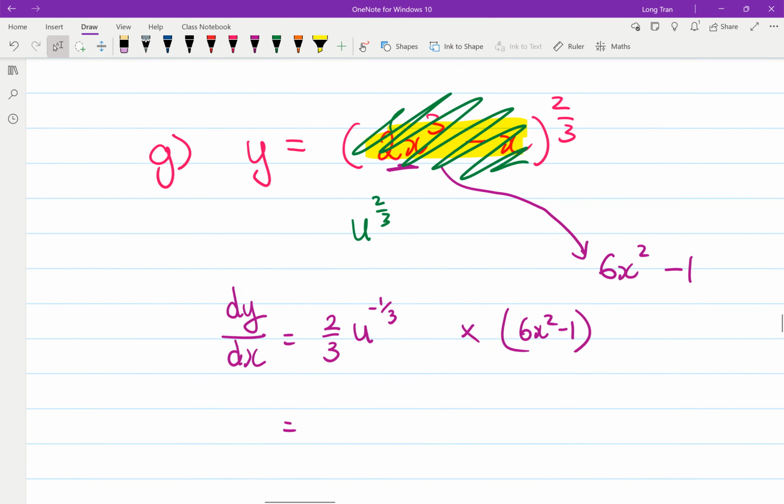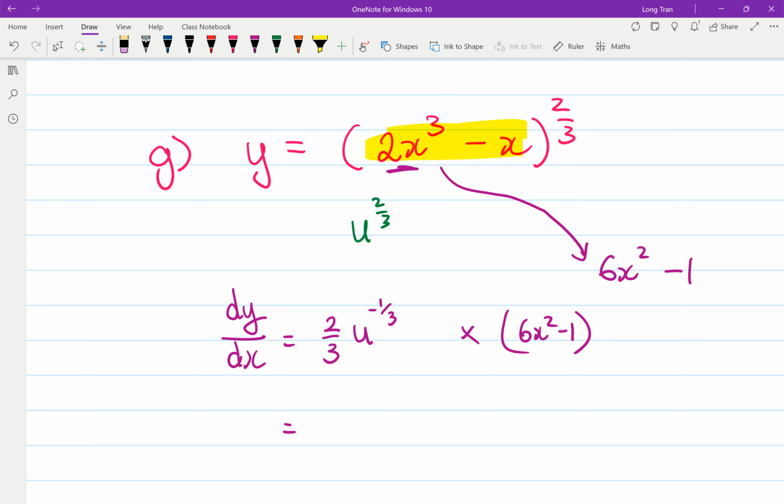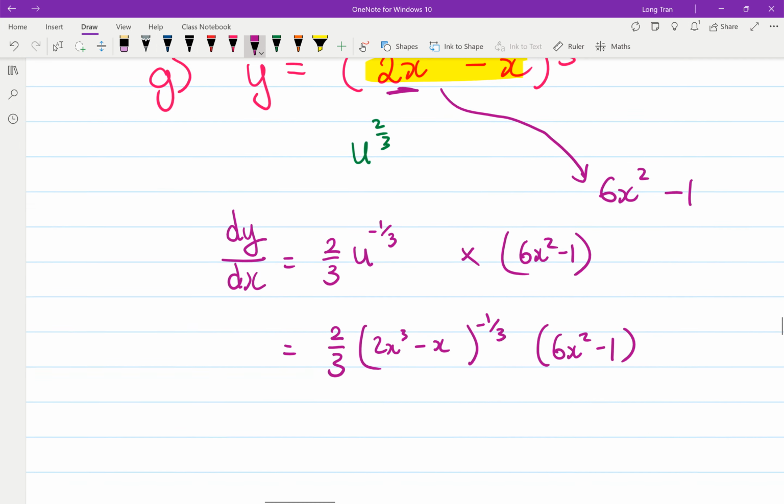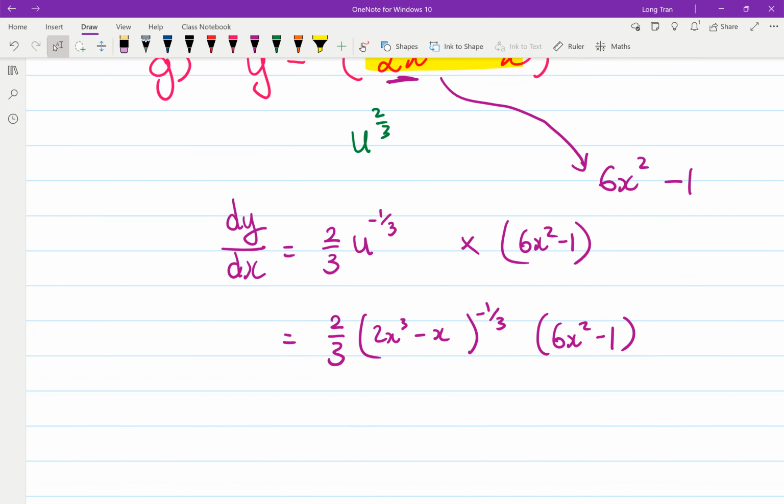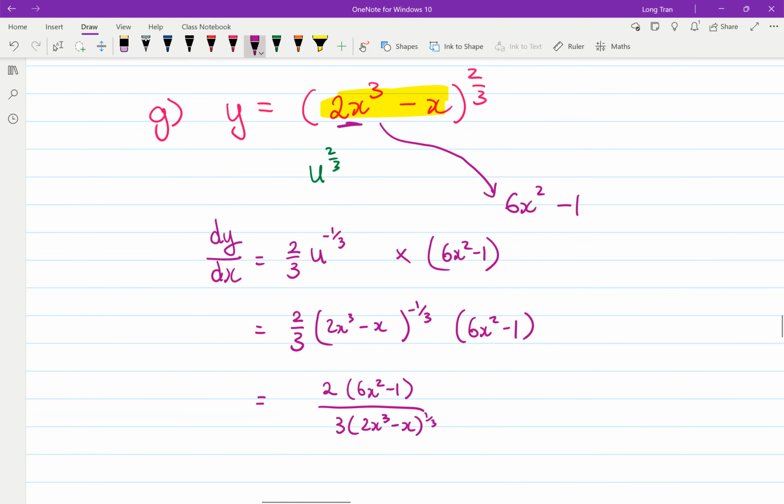U, remember the letter U is actually just that replacement. So it's 2/3, and U should have been 2x cubed minus x to the power of negative 1/3 multiplied to 6x squared minus 1. Remember, you don't leave your answers with negative powers. So here we go. It should be 2 times 6x squared minus 1 all over 3 bracket 2x cubed minus x to the power of 1/3. Okay, so if you write it like this, that's already a mark. I probably would have written it as a cube root. Okay, so cube root of 2x cubed minus x.